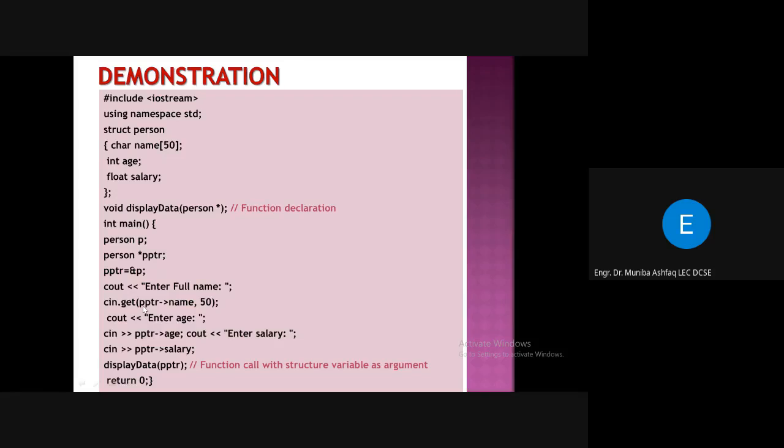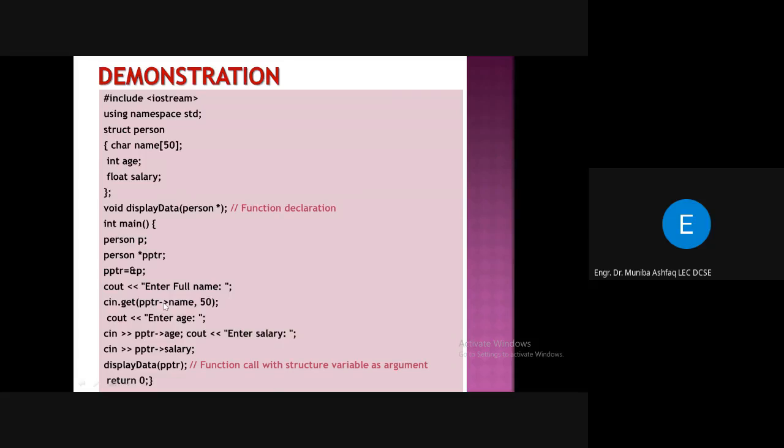So here the syntax is pptr, then you have the arrow operator. This is a hyphen and then this arrow. This is an operator, right? To access the members of the structure. So it is used only with pointers. So remember, this arrow operator is used only with pointers.